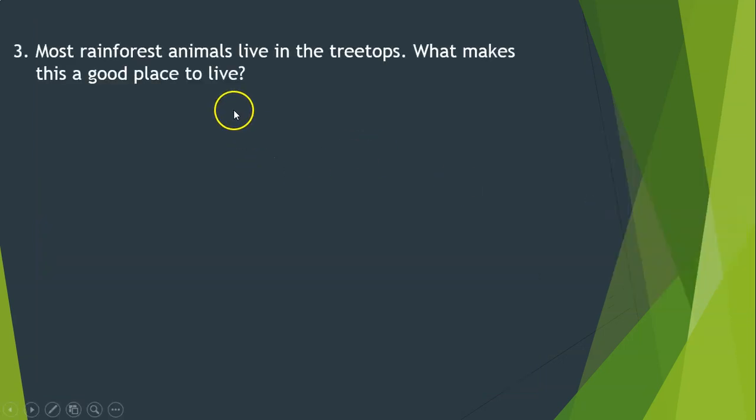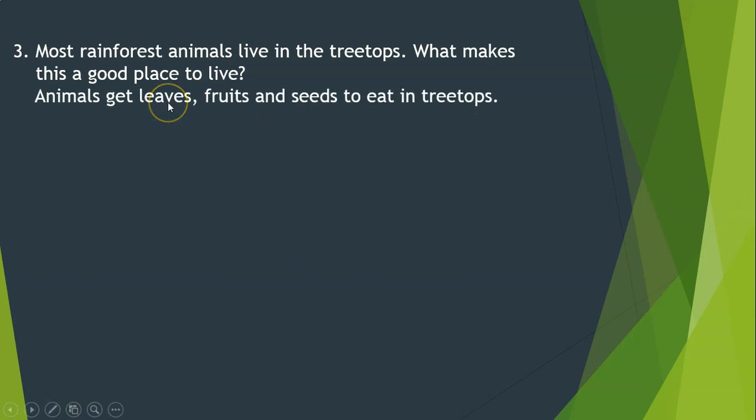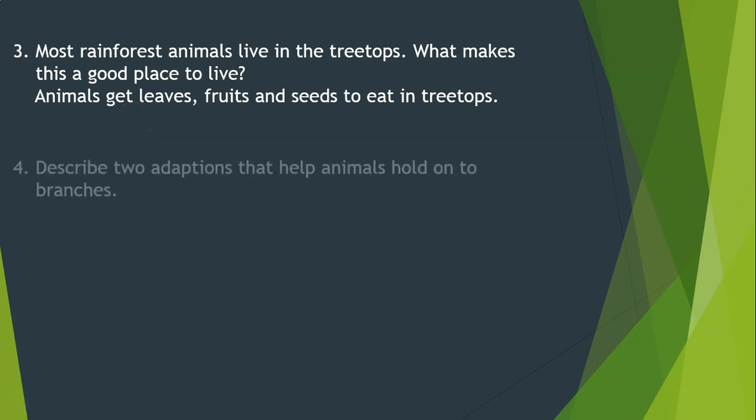Most rainforest animals live in the treetops. What makes this a good place to live? Why they live in the treetops is because the animals get leaves, fruits, and seeds to eat in the treetops.